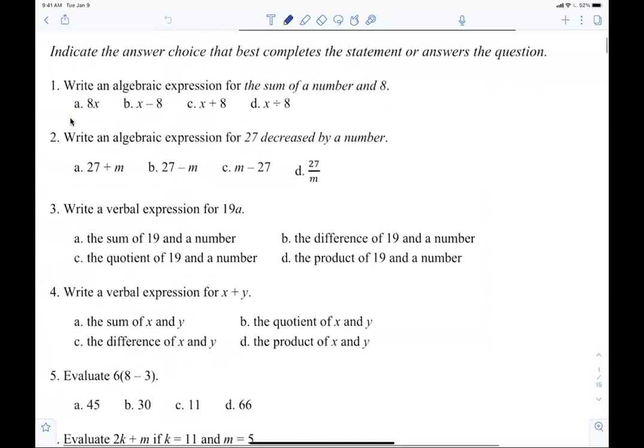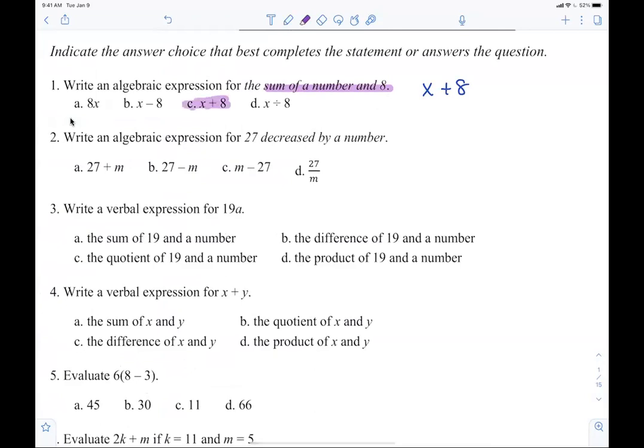All right. Now write an algebraic expression for sum. Remember, sum just means to do what? Addition. So you're adding a number and 8. All right, you're adding a number and 8. So the correct answer here has to be what?